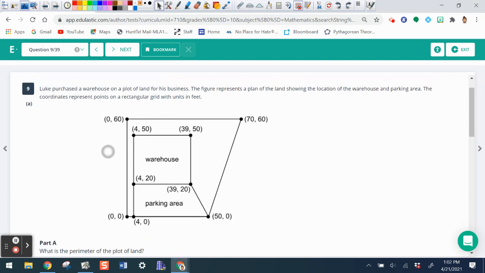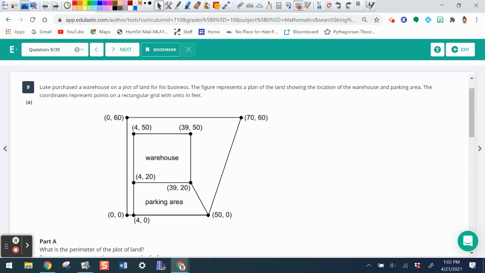Number 9 says Luke purchases a warehouse on a plot of land for his business. The figure represents a plan of the land showing the location of the warehouse and parking area. The coordinates represent points on a rectangular grid with units in feet.